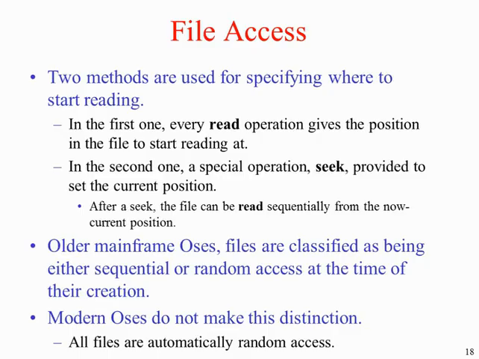Now two methods are used for specifying where to start reading. In the first method, every read operation gives the position in the file at which to start reading. In the second, a special operation called seek is used to set the current position from where you would like to read the content of the file. After the seek has been performed, the file can then be read sequentially from the defined current position. In older mainframe operating systems, files were classified as either sequential or random access at the time of their creation, but modern operating systems do not make any distinction. Almost all files are automatically random access.